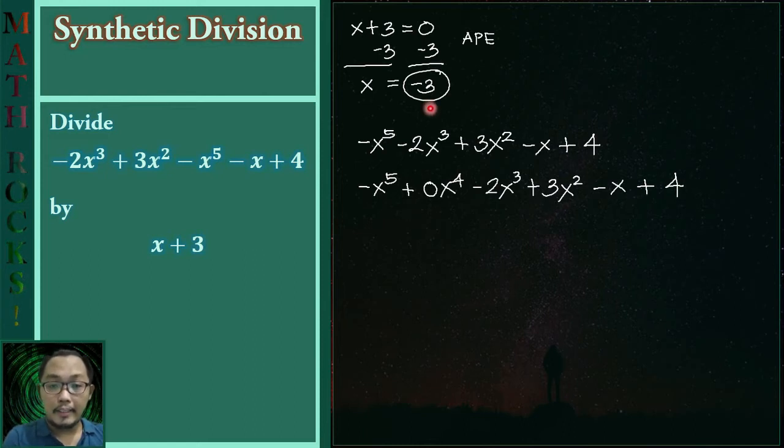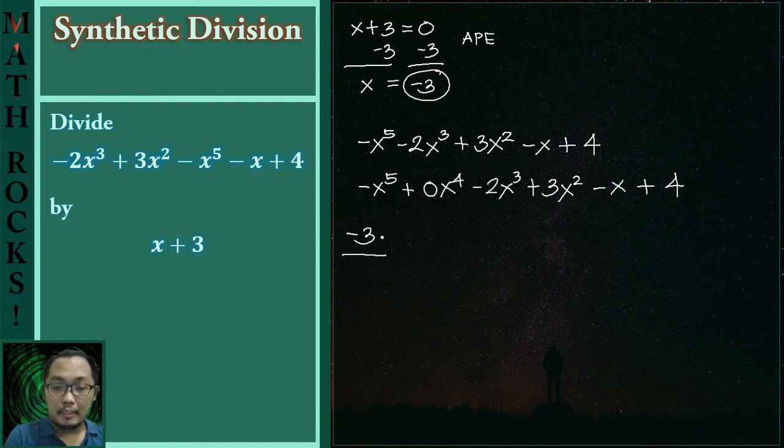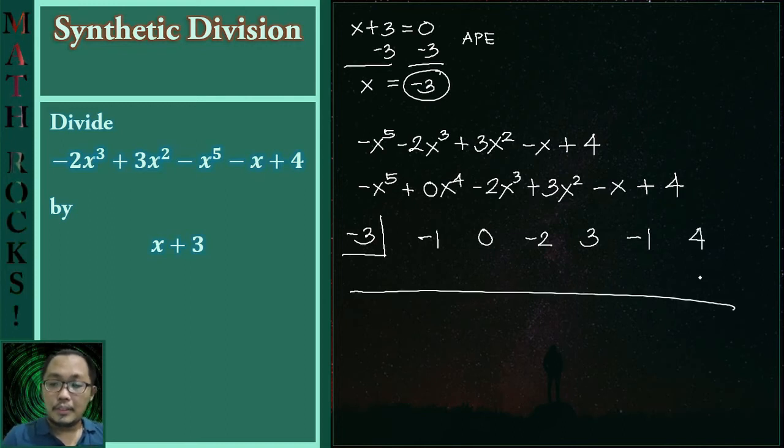Having this value of negative 3 written first, like this, we now write all the coefficients of this polynomial: a negative 1 here, followed by a 0, followed by a negative 2, positive 3, negative 1, and the constant 4. The synthetic division usually comes with three rows: the coefficients here, and another row of values here, and another row of values here.